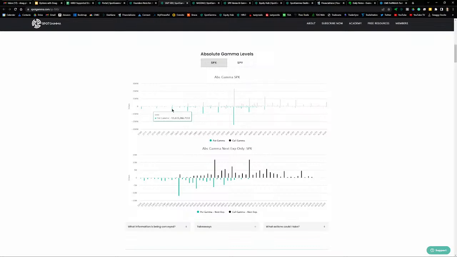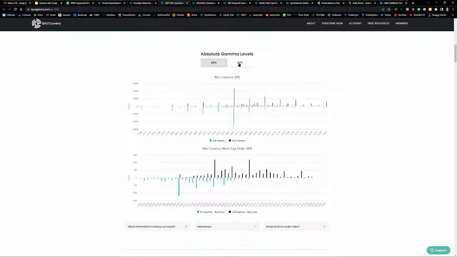Here's the 3,800 put wall, again the strike with the largest net negative gamma. The 4,000, and that's the absolute gamma strike, and that's very obvious, the strike with the largest absolute gamma. And there's the 4,050 level that's been in play today. And then there's the 4,100 level, the call wall, the strike with the largest net positive gamma.